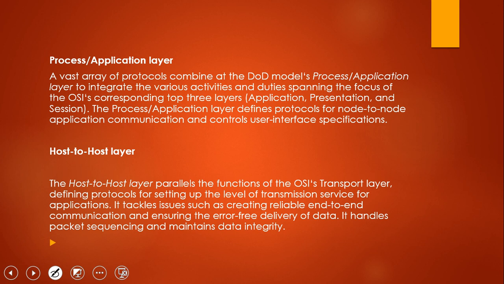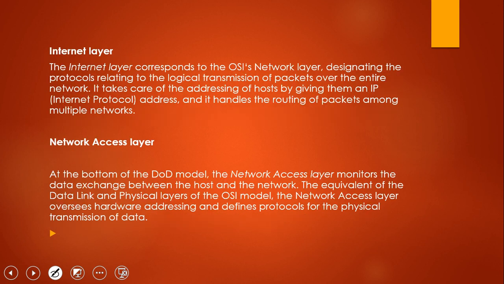The process application layer defines protocols for node-to-node application communication and controls user interface specifications. The host-to-host layer is parallel in function to the OSI transport layer, defining protocols for setting up the level of transmission service for applications. It tackles issues such as creating reliable end-to-end communication and ensuring error-free delivery of data. It handles packet sequencing and maintains data integrity.